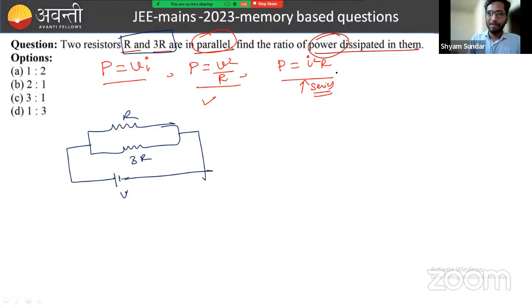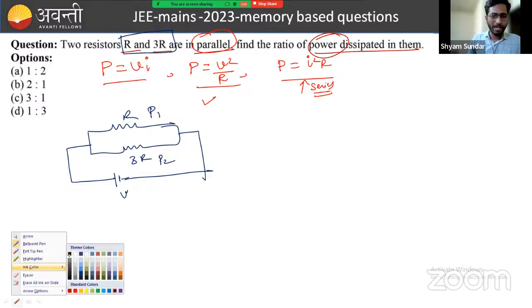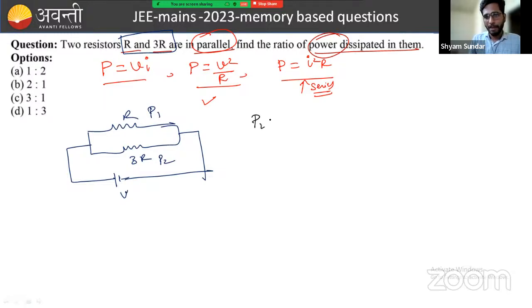Okay, we have to find the power dissipated ratio. I will call this P1 and this is P2. These two we have to calculate. Simple. I told you if it is in parallel, use V square by R. Then P1 is equal to V square by R. The R value is simply R itself.